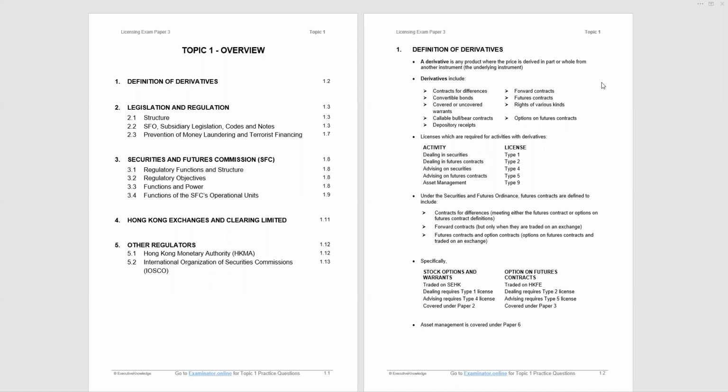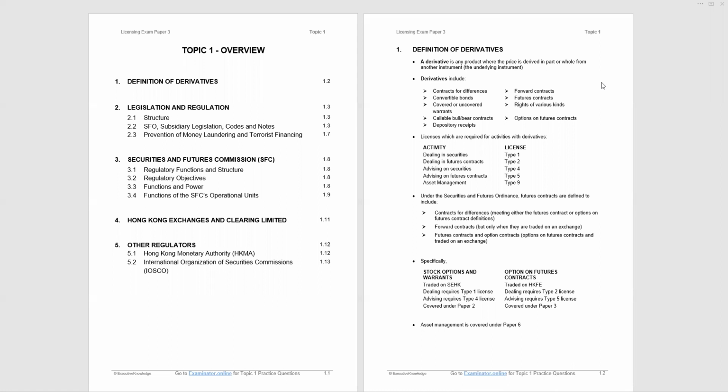Definition of derivatives. What do derivatives include? There you have a list: contracts for difference, convertible bonds, and through it goes. Now, the ones that I would highlight, because I've seen them in questions, are contracts for differences, depository receipts, and futures contracts. Those are all derivatives, as well as the others.